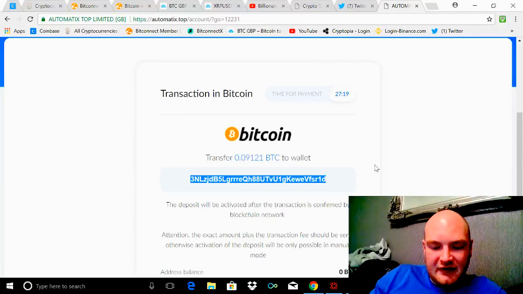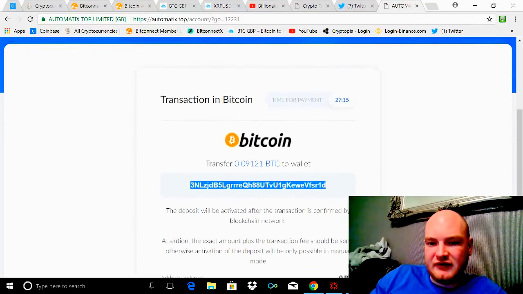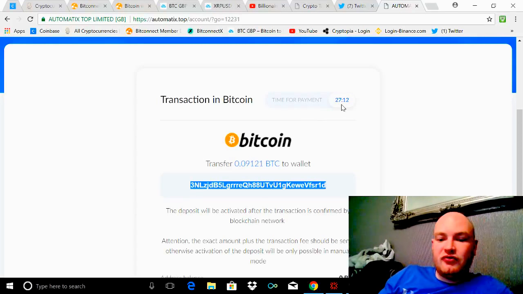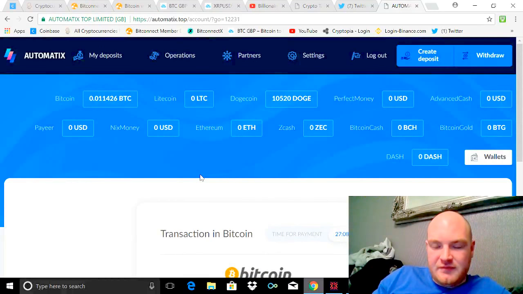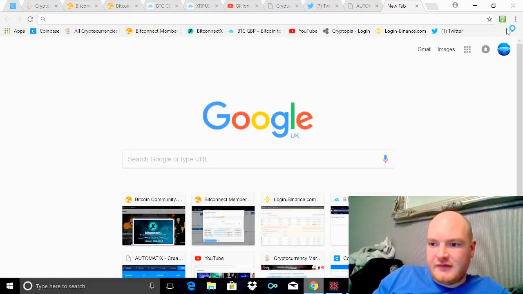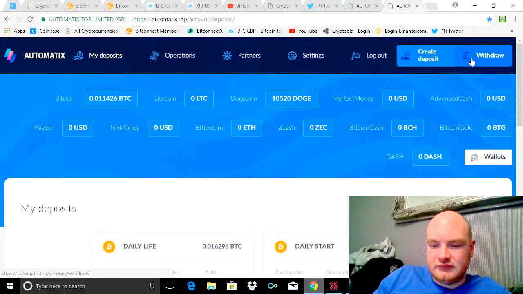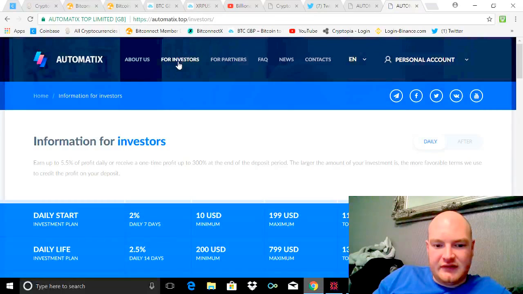It doesn't need confirmations, it actually receives it and then it starts a confirmation, so you only need roughly half an hour for that to be recognised in the transaction. So I'm actually going to open a new page for this. Okay, now first of all, let's go to the main page for investors.